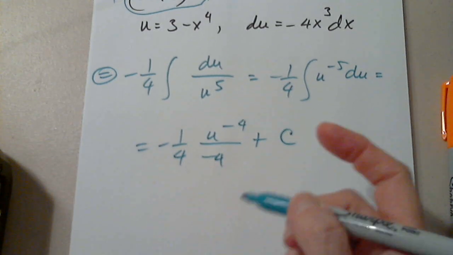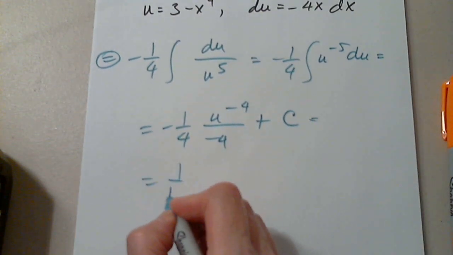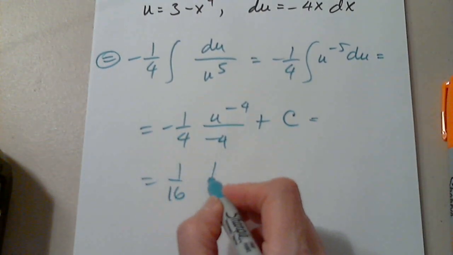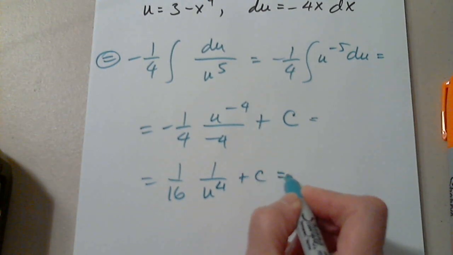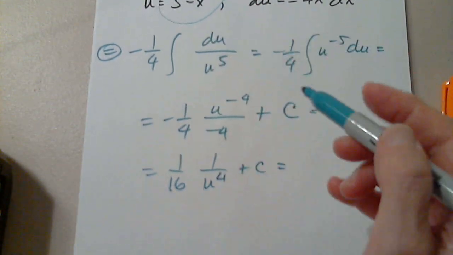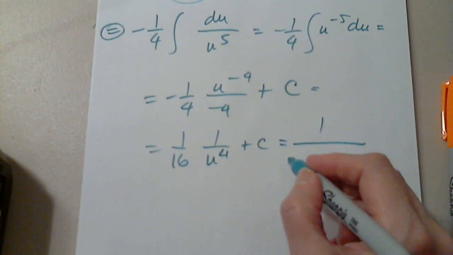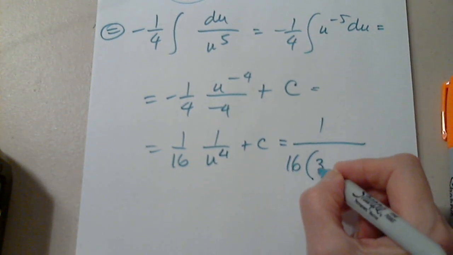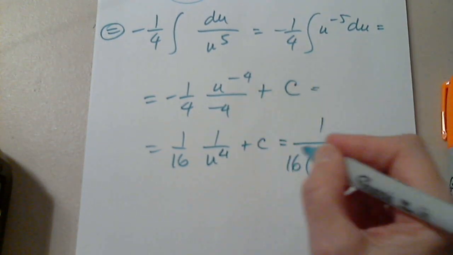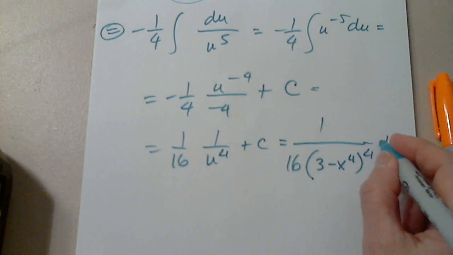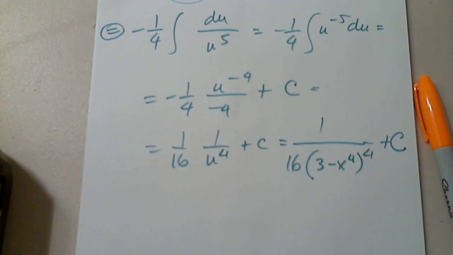Negative 1/4 times negative 1/4 will be 1 over 16. And this is 1 over u to the fourth plus a constant c, but I have to go back to the substitution. So I have 1 over 16 in parentheses, 3 minus x to the 4th, to the 4th, plus a constant c. Very good exercise. Very good problem.